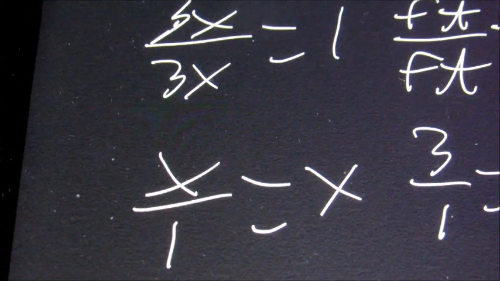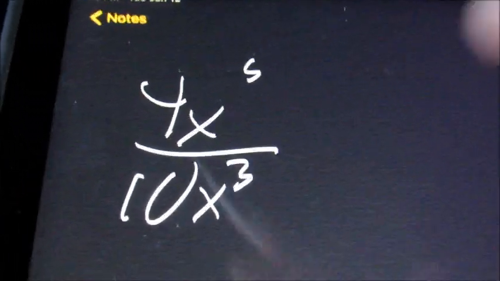Okay, so knowing those, let's look at something that has both numbers and variables. So say we have 4x to the 5 over 10x to the 3. And we want to simplify this.